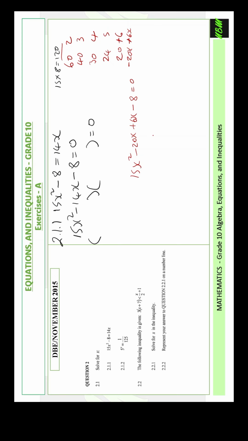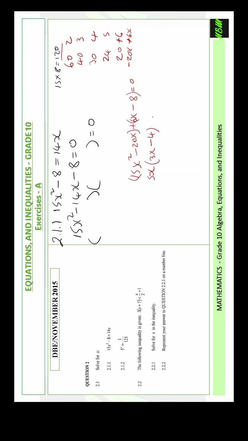Then we are now going to factorize the left hand side using grouping. Group the first two terms and group the last two terms. What are we trying to get? We are trying to get to a common bracket. Now, in the first bracket, what is our common factor? Our common factor here is 5x. Taking out 5x, 15x squared divided by 5x gives 3x, and minus 20x divided by 5x gives minus 4.